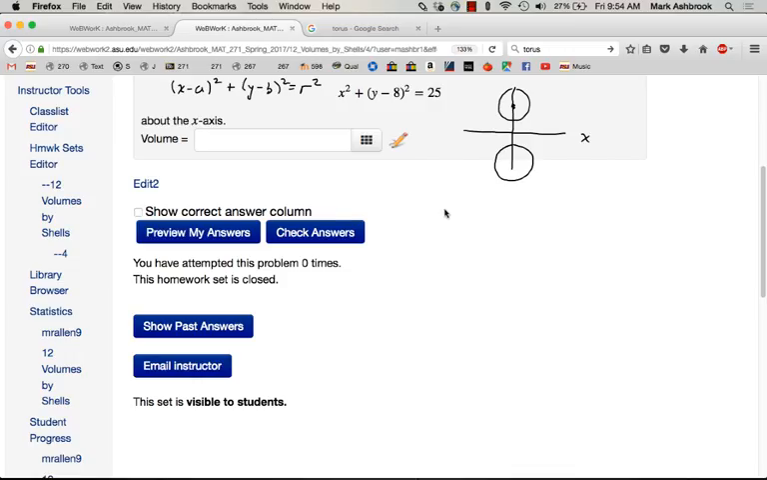So let's talk about vertical slices. If we did vertical slices, what kind of elements would we have? So if you take a vertical slice and rotate that about the x-axis, you get washers, right? Horizontal slices, taking that horizontal slice around the x-axis, that would be our shells. So we're practicing shells, so we're going to do shells.